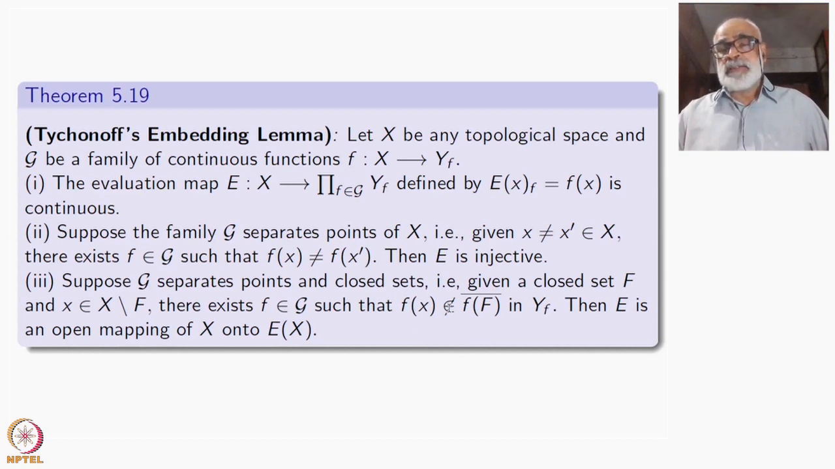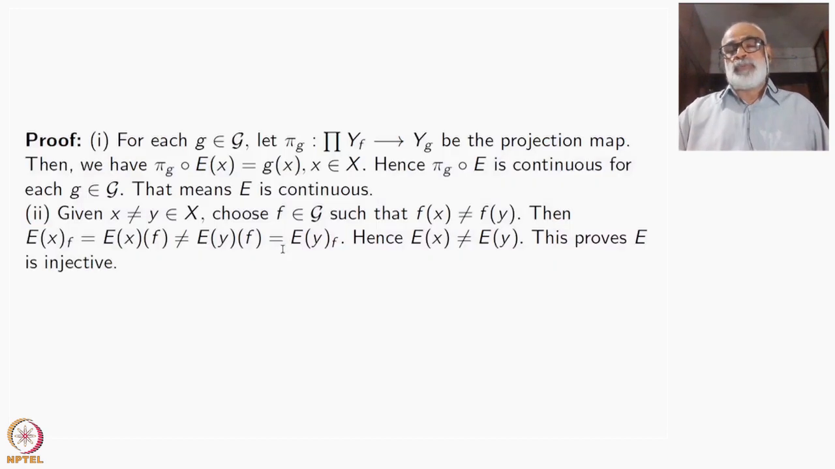If this condition is satisfied, then E is an open mapping of X onto its image, which is E(X), that is what we have denoted. E is a function, E(X) is the image. So, the third statement is precisely that this E is an open mapping. An open mapping, if injective, will be an embedding. So, that is why the name embedding in the lemma has come. So, there are three distinct things here. One by one, let us have the proofs, which are all straightforward.